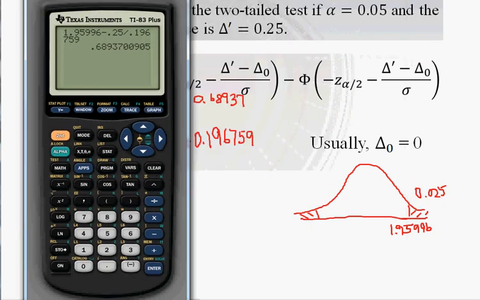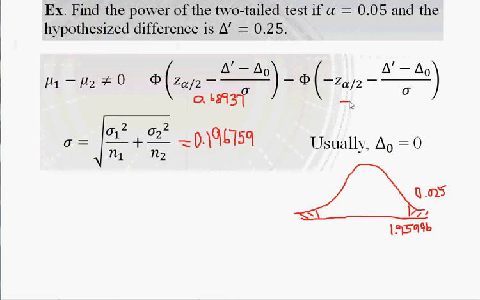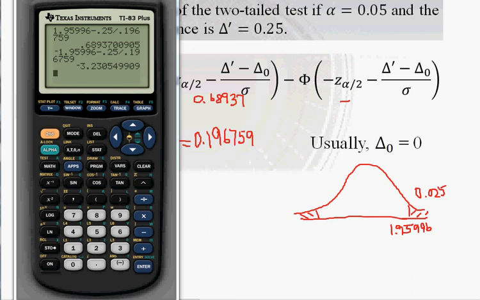The other one is going to look very similar, except it'll be negative 1.95996 minus 0.25 divided by 0.196759. So very much the same as what I typed before, except I have a negative in front of the value of z. So this is negative 3.23054. So let me write that over here.